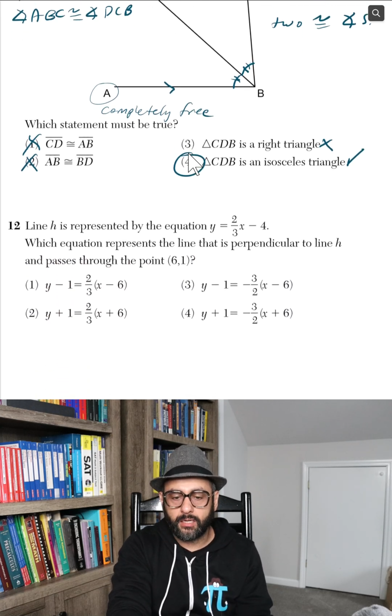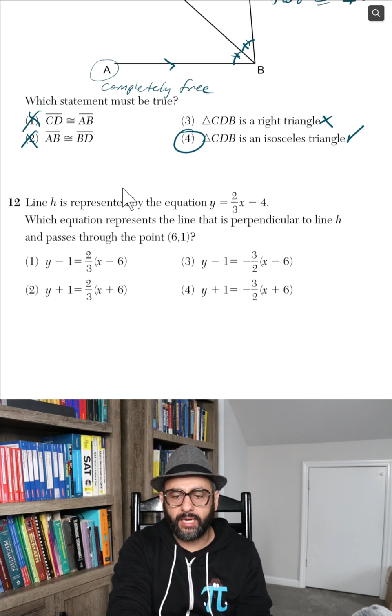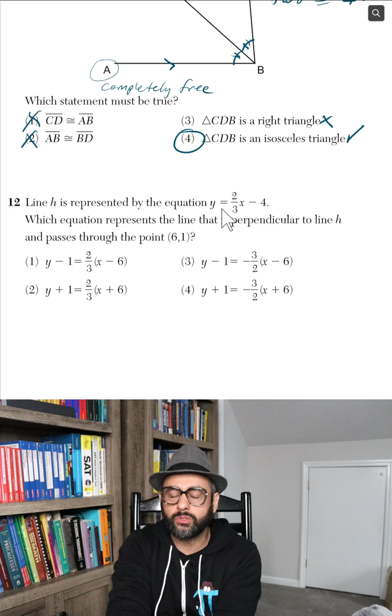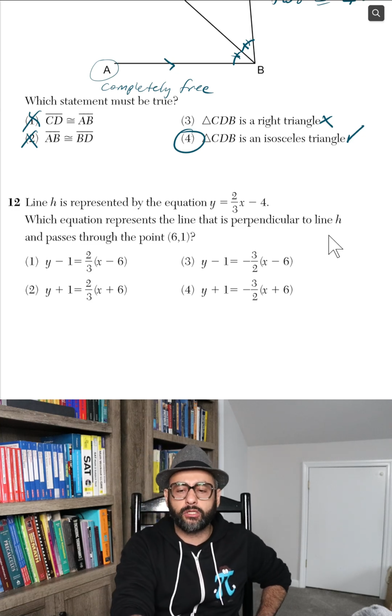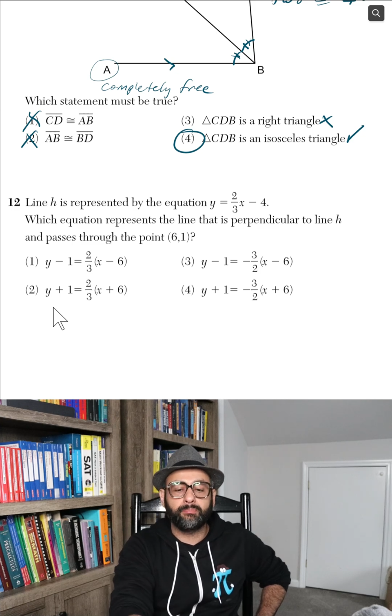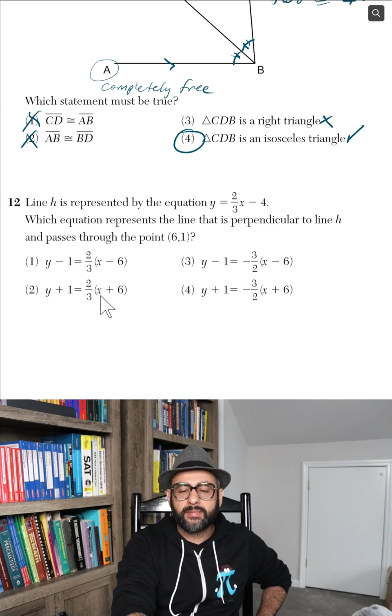Okay, number 12, line H is represented by the equation y equals 2/3 x minus 4, which equation represents a line that is perpendicular to line H and passes through the point 6, 1? Is it y minus 1 equals 2/3 x minus 6, or y plus 1 equals 2/3 x plus 6, or y minus 1 equals negative 3/2 x minus 6, or y plus 1 equals negative 3/2 x plus 6?